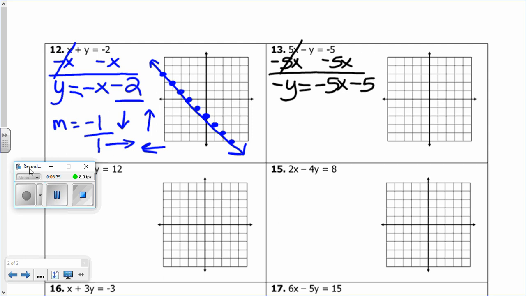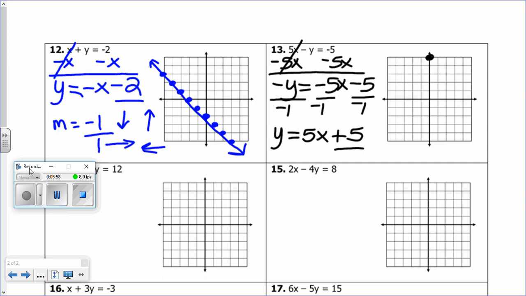Now, I don't want to know what negative y is. I'm going to need positive y. So I'm going to divide everything by negative 1. So now I have positive y is equal to positive 5x plus 5. All right, so now our y-intercept is a positive 5. So we're going to go ahead and plot that.